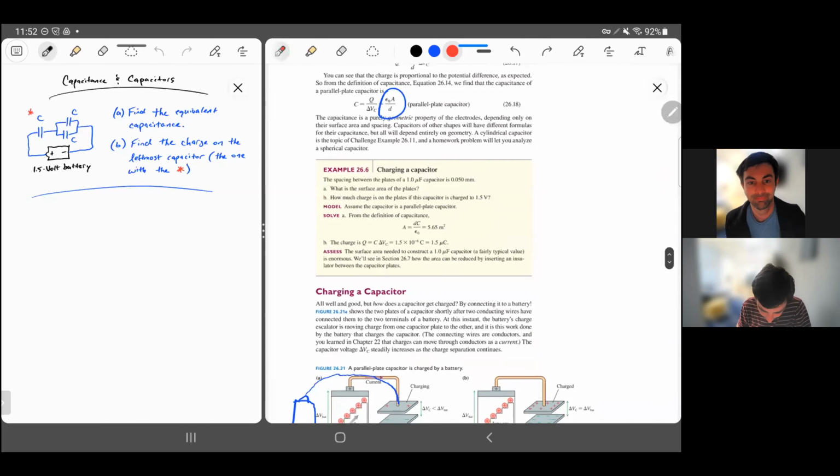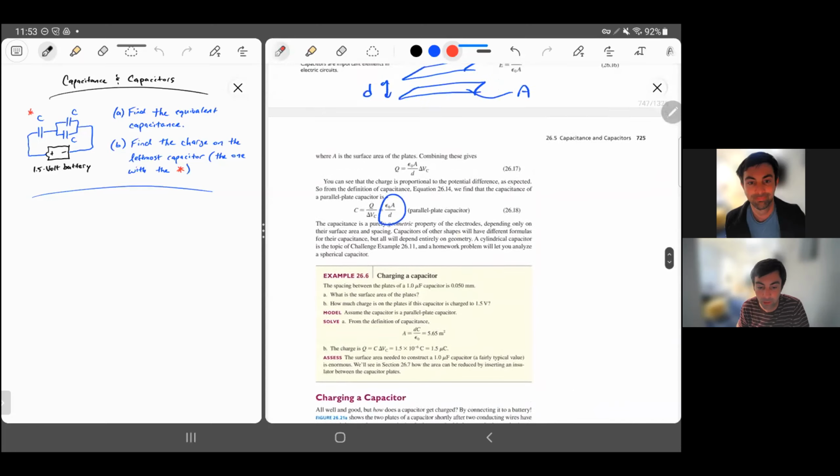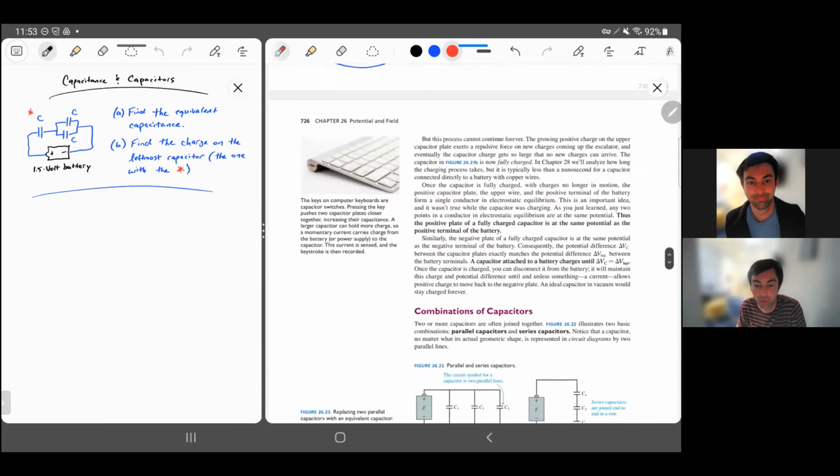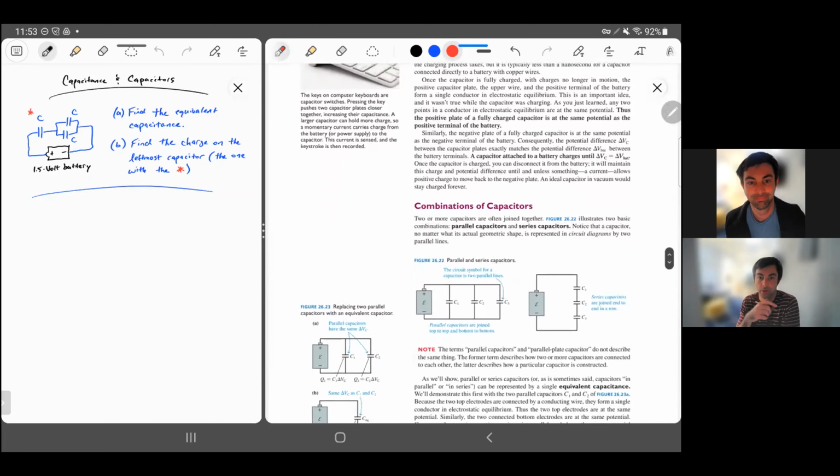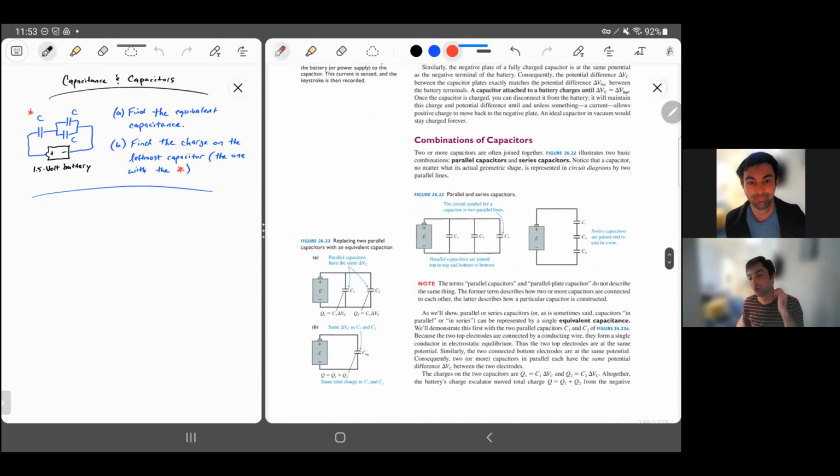Okay, so this example is just playing with some of the parameters for a parallel plate capacitor. So just getting used to that formula. The next part of this is combinations of capacitors. So this will be especially useful when we talk about circuits, but we want to know how, if we combine more than one capacitor together, they act. And it turns out there are some rules for if you combine capacitors this way and this way. There's some rules for finding the equivalent capacitance.